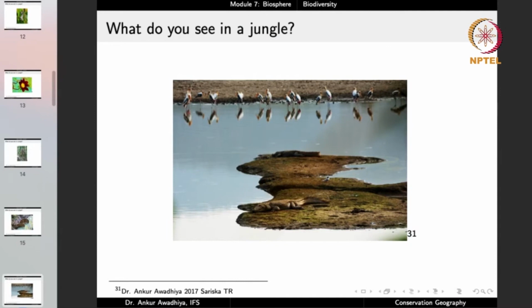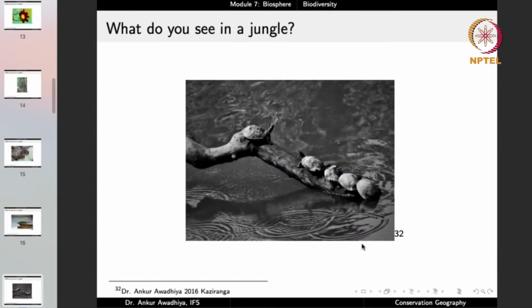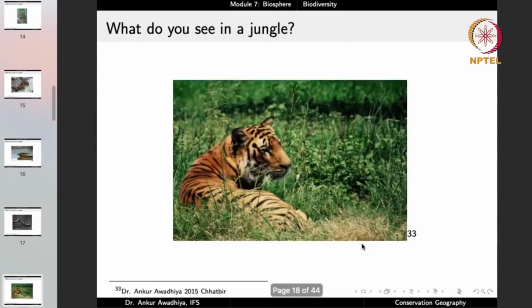Then if you're lucky enough, you'll probably find large animals such as the crocodiles. Now the crocodiles are reptiles. If you talk about reptiles in the forest, you'll probably find crocodiles, different varieties of snakes, different varieties of tortoises, even things like lizards or skinks, and so on. So these are all different kinds of varieties. This is an image of turtles that are found in Kaziranga.